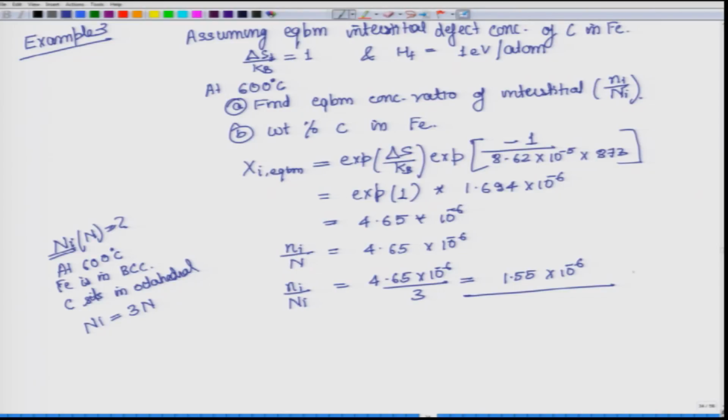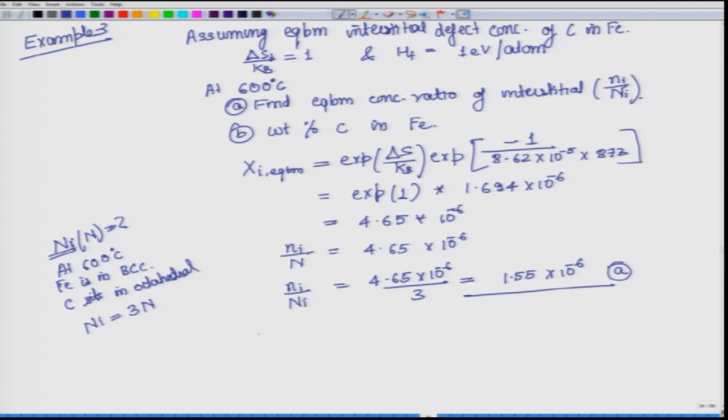So, this solves our first part. This is the equilibrium concentration ratio of interstitial in terms of Ni by Ni. So, you see that here we need to know how many interstitial sites are there with respect to the lattice sites, and that information is given because we know it is iron. So, it is BCC at 600 degrees Celsius, and we are talking about carbon. Carbon sits in the octahedral site. So, you remember that when we derived, we said that Ni will depend upon the structure and which particular interstitial site we are talking about. So, this is the information, and now you see how to use it.